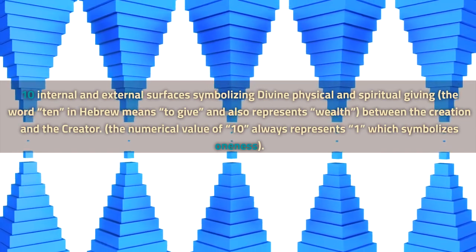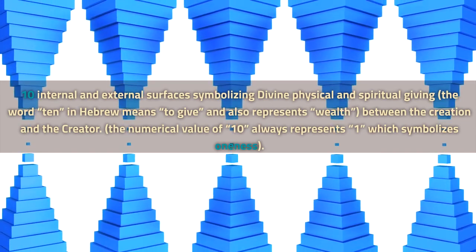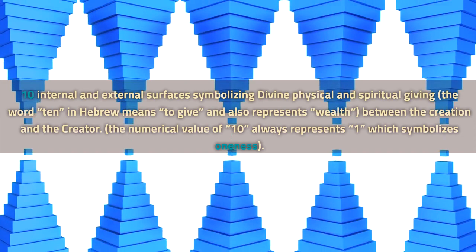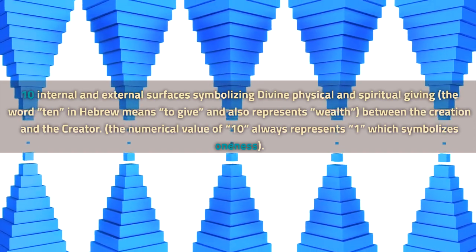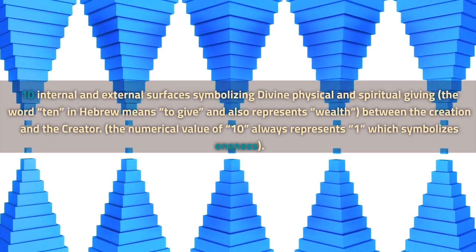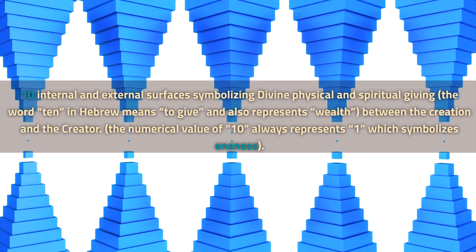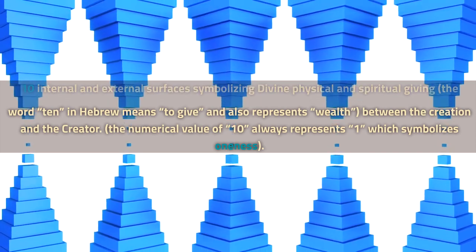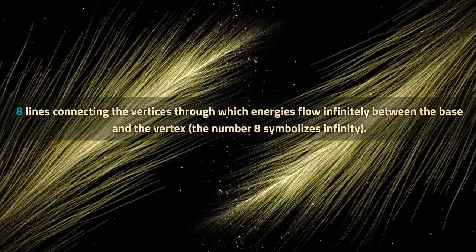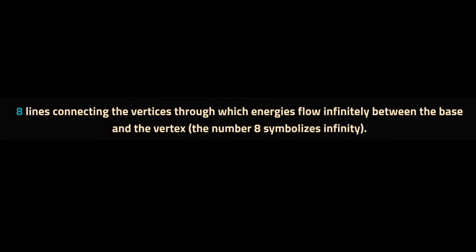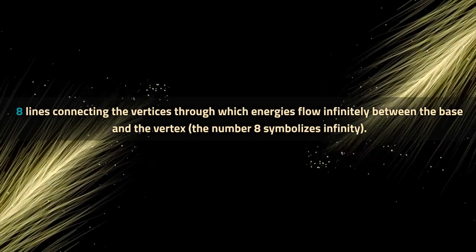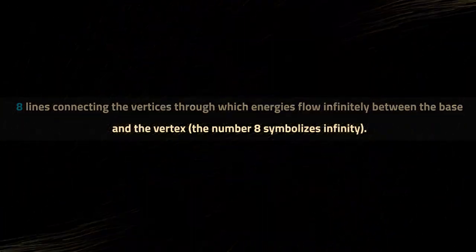10 internal and external surfaces symbolizing divine physical and spiritual giving. The word 10 in Hebrew means to give and also represents wealth between the creation and the creator. The numerical value of 10 always represents 1, which symbolizes oneness. 8 lines connecting the vertices through which energy flows infinitely between the base and the vertex. The number 8 symbolizes infinity.